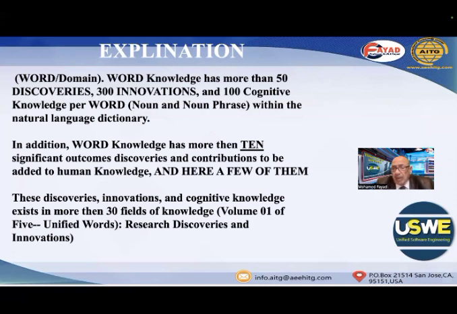Those discovered innovations, the cognitive knowledge, exist in more than 30 fields of knowledge as a base for research. This would be documented in volume 1 to volume 5 in Unified Words: research directions, the discoveries and the innovations. This is because, remember, the word is a milestone, or maybe the cornerstone, in any field of knowledge. Remember, not concepts. I'm going to explain that very clearly, by the way, and I did that before.